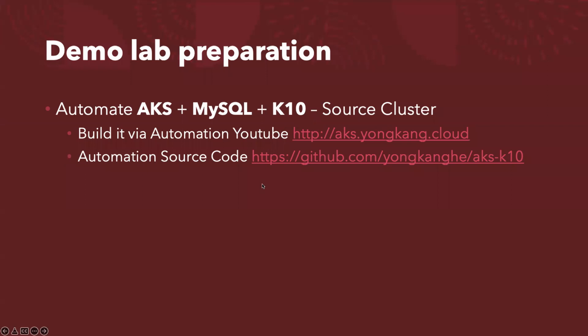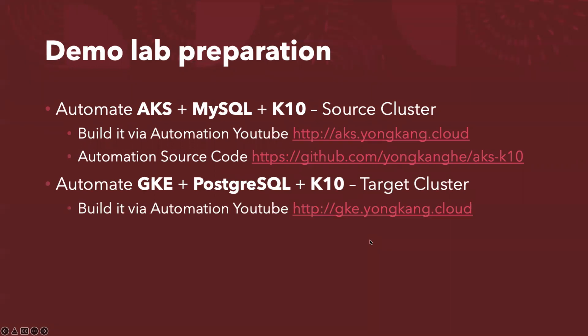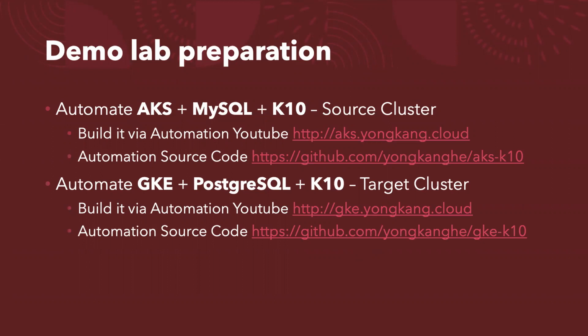I already started to build my source cluster, which is AKS plus MySQL plus custom K10. And now I'm going to build another cluster on Google Cloud. Again, I will use the automation. So I will automate the GKE cluster plus PostgreSQL plus custom K10 as my target cluster. Here is a step-by-step of how to automate the creation of GKE, PostgreSQL plus K10. Here is the automation source code, also from our GitHub page.